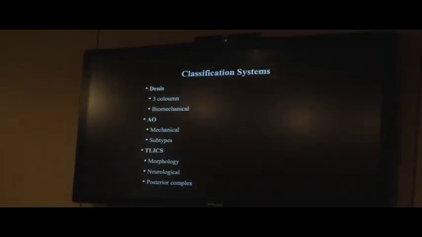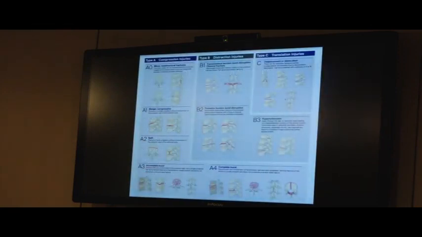So there are three types of classification system. The first one is Harris classification, as you know. The second one is AO classification system. AO is a good classification system. We have TLICS classification, and it has morphology, we have an idea about the mechanism of the injury, we have neurological status, and we have the posterior complex problem here.